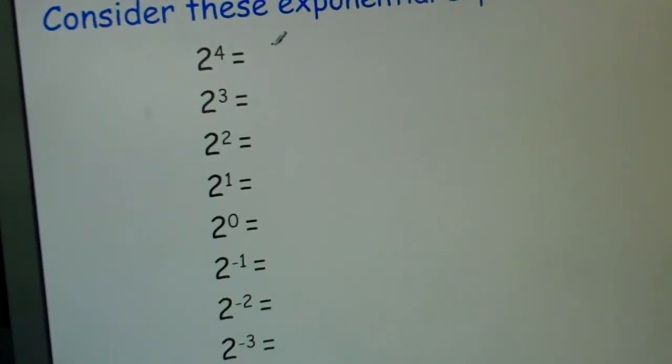Well, I hope you came up with 2 to the 4th power is 16. Sorry about that. It's 16. It's the same as saying 2 times 2 times 2 times 2. Sorry, my writing on here is a little bit shaky.